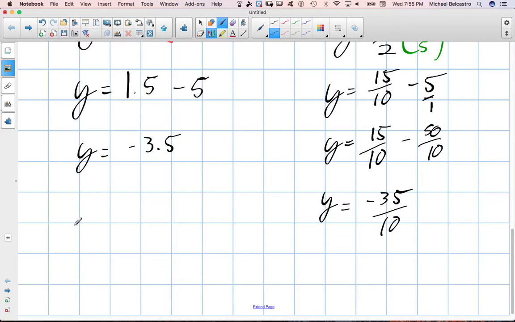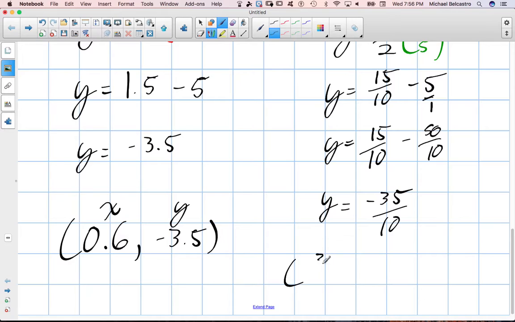So our coordinate in the end would either be 0.6, negative 3.5. There's your x and there's your y. Or 3 over 5, I think it was, and negative 35 over 10. And then you could reduce this. You could divide it by 5, and I think you get 7 over 2. Is that right? Yeah, that's right. Negative 7 over 2 would be the other option.